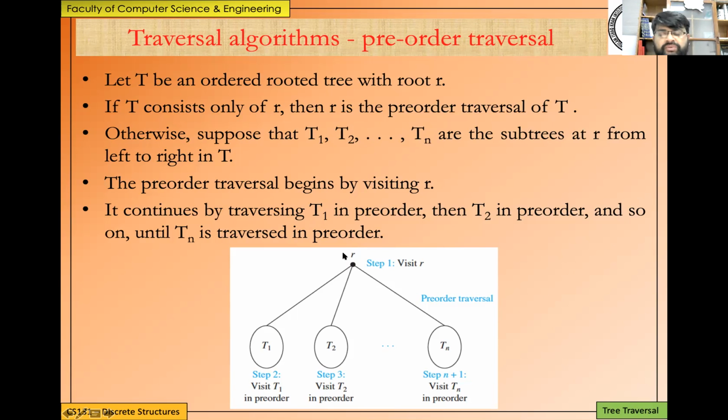In a pre-order traversal, this is what you mean: get the value of the root first, then the left subchild, then the right subchild. And this is what we call the pre-order traversal.